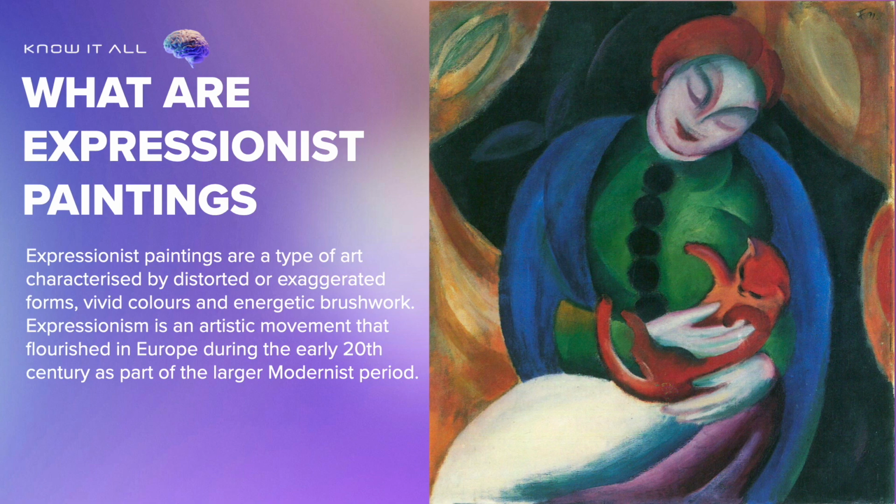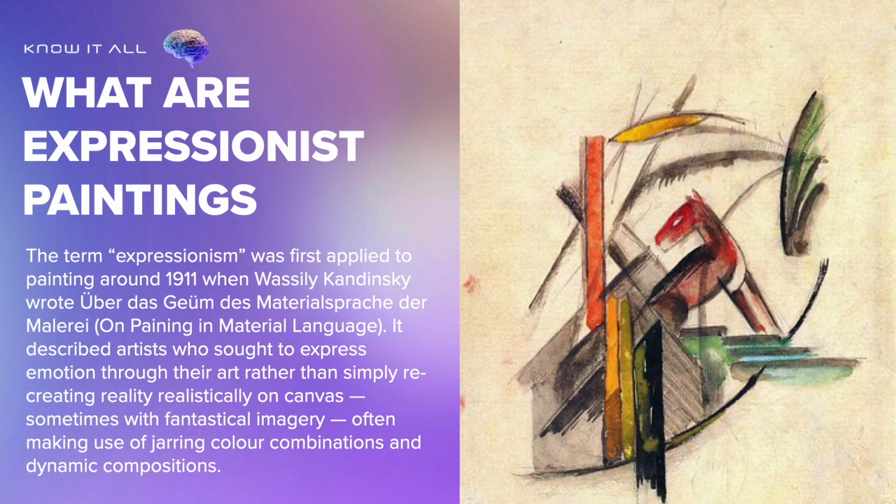Expressionist paintings are a type of art characterized by distorted or exaggerated forms, vivid colors, and energetic brushwork. Expressionism is an artistic movement that flourished in Europe during the early 20th century as part of the larger modernist period. The term Expressionism was first applied to painting around 1911 when Wassily Kandinsky wrote Über das Geistige in der Malerei, on painting in material language.